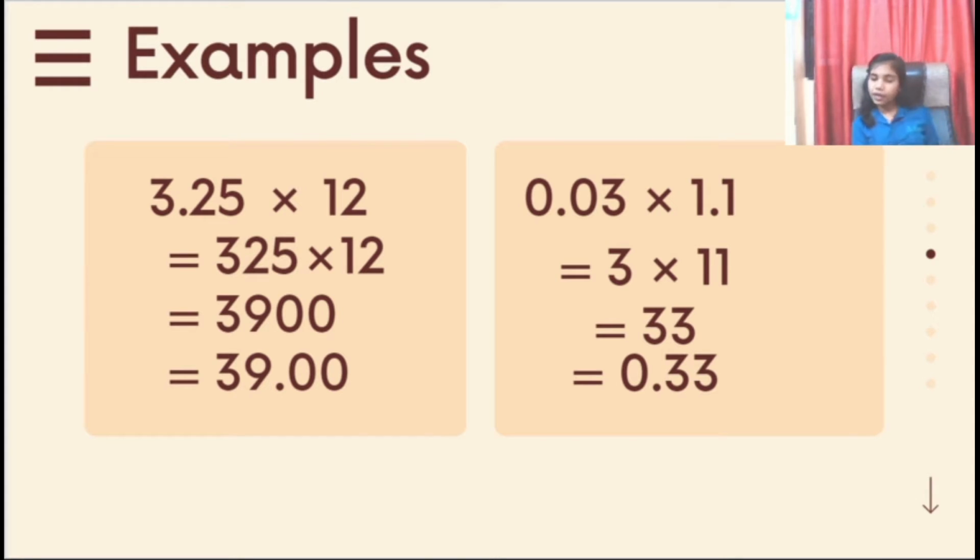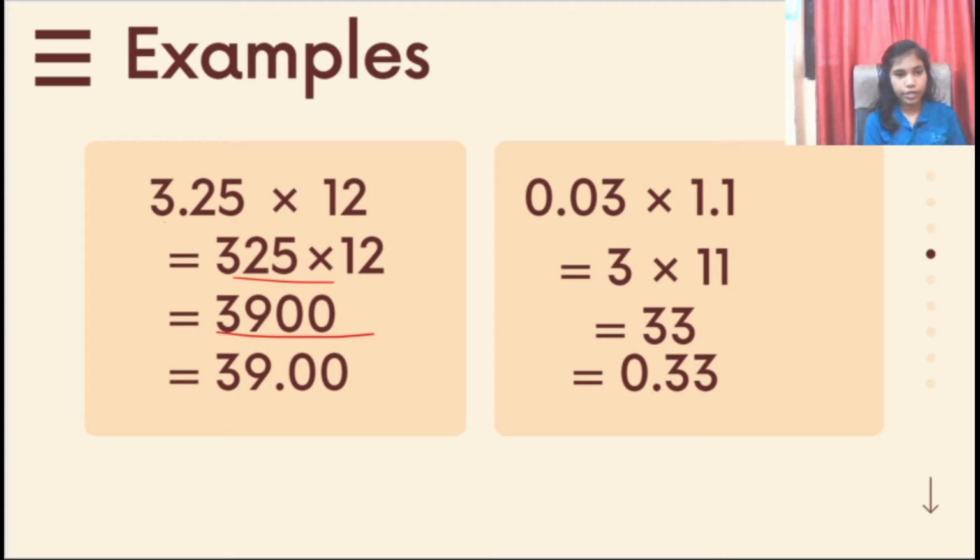So what is the first step? You have to ignore the decimal point and write the number as it is, like we write a whole number. Now you just have to multiply both numbers. Now the question arises, where to put the decimal point?